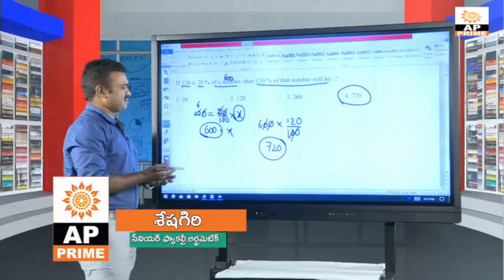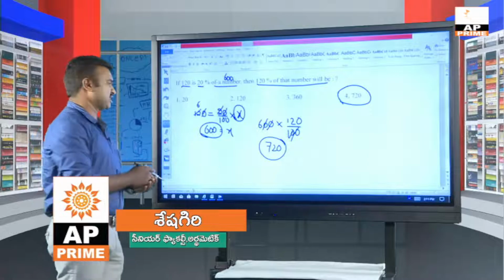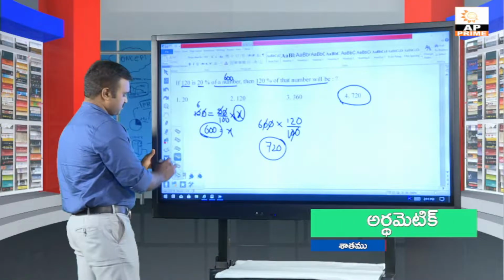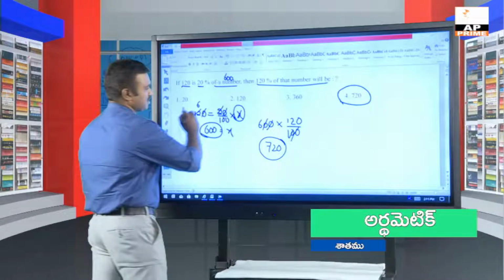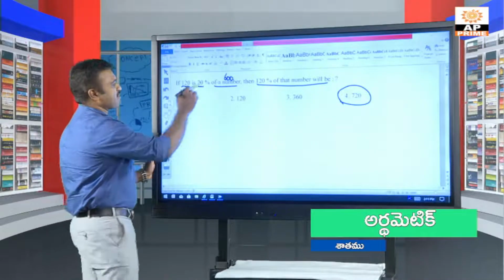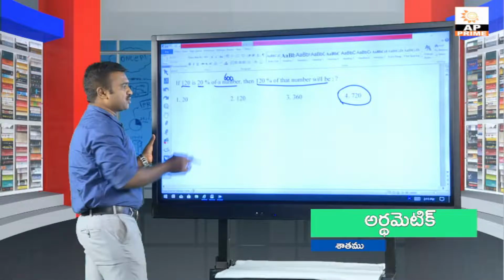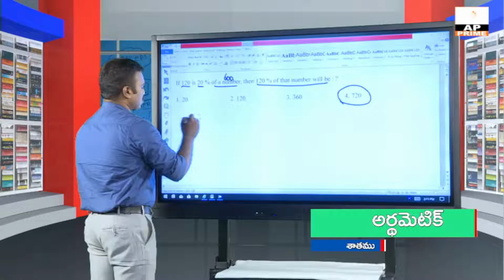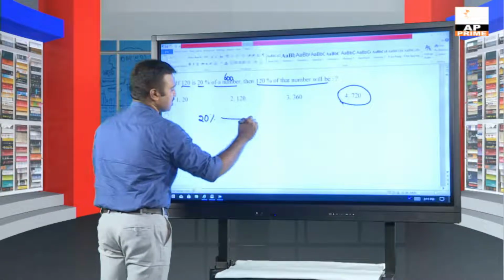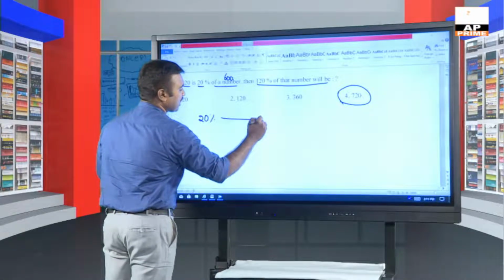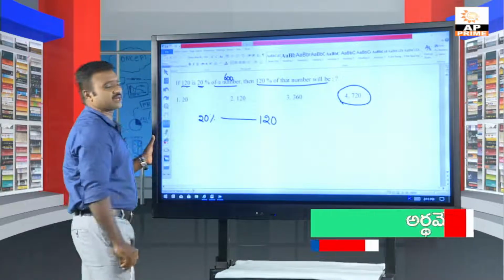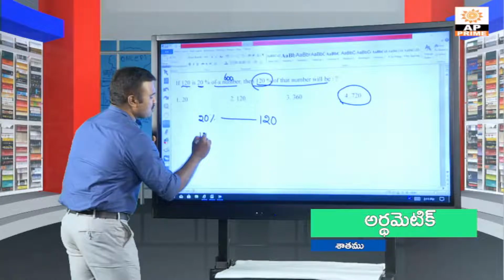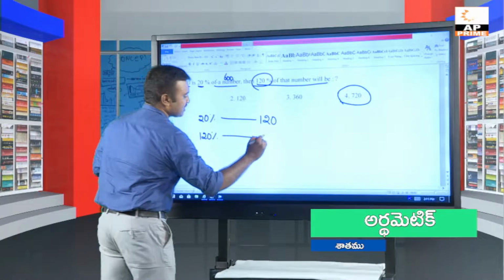అయితే ఈ ప్రాసెస్ అంతా చేసుకోవాలంటే దీనికి కూడా అవసరం లేదు, సింపుల్గా షార్ట్ కట్ చూడొచ్చు. చూడండి, ఒక నెంబర్ ఎంతో తెలీదు, ఒక నెంబర్లో 20% వచ్చి 120 అన్నాడు. మరి అదే నెంబర్లో 120% అయితే ఎంత?